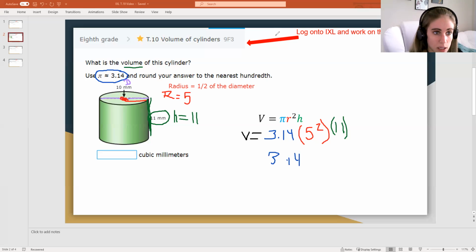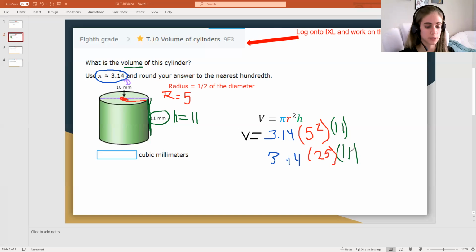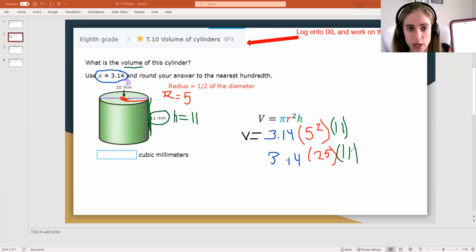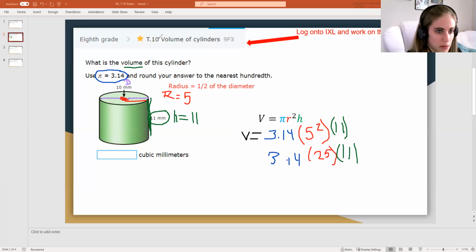3 and 14/100 multiplied by 25 multiplied by 11. Once you get to this point, it is straight multiplication. You are allowed to use a calculator because you will be given a calculator on these problems on the FSA. You'll type in 3.14 times 25 times 11. We'll see how bad the glare is. It's decent. We'll multiply all that out and we get the answer.